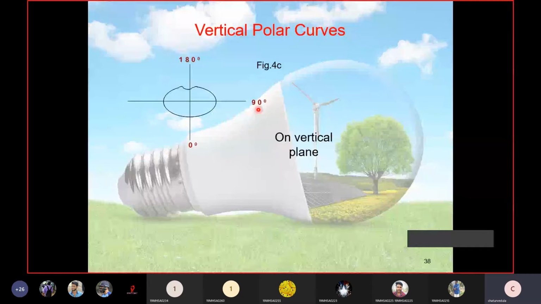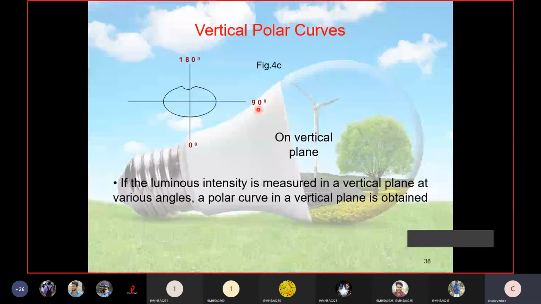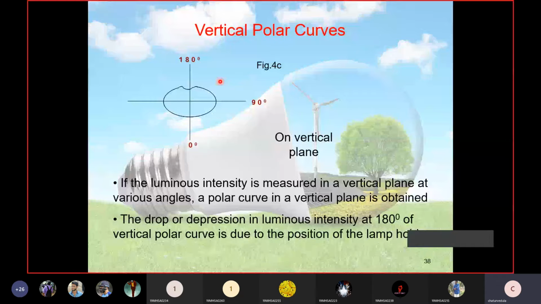This is about the vertical polar curve. On the vertical polar curve, the luminous intensity is measured at various angles, as we have shown here. Here we are seeing a drop at the 180-degree angle. This represents a drop due to the position of the lamp holder. That is why you are seeing a drop here, and for everything else, the luminous intensity forms a shape. Have you understood these two?